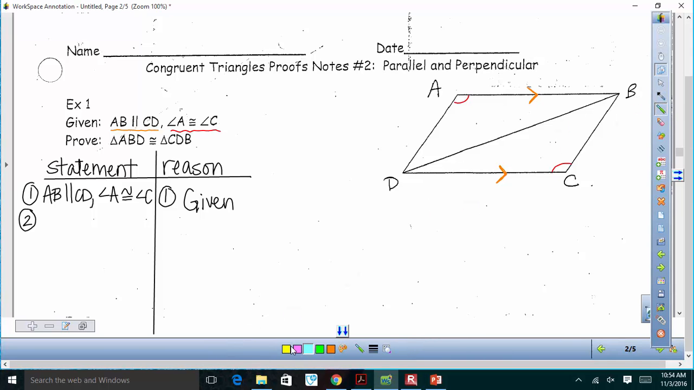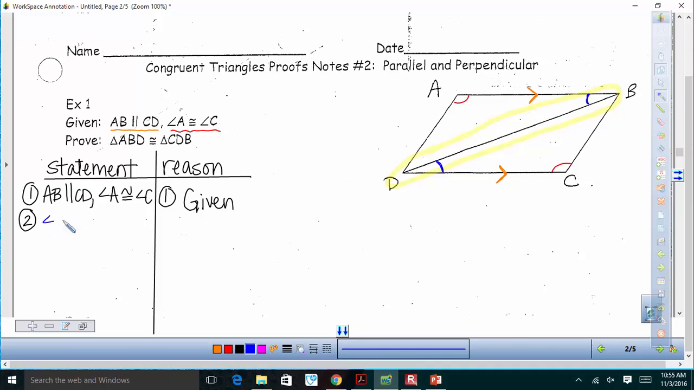So let me go ahead and circle my transversal. So my transversal would be DB. So there are actually two sets of alternate interior angles. It does not matter which ones we use. I'm going to use this angle right here, which is ABD, and this angle right here, which is CBD. So I'm going to write down that those are congruent.